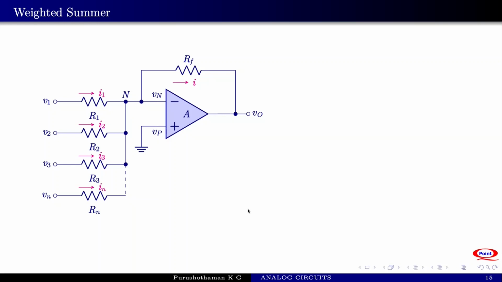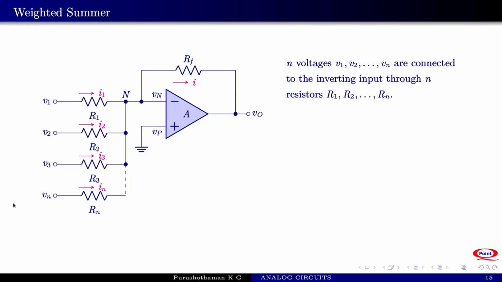The circuit diagram shows a summing amplifier. Here n voltage sources V1, V2, V3, etc. Vn are connected to the inverting input of the amplifier through n resistors R1, R2, etc. Rn.